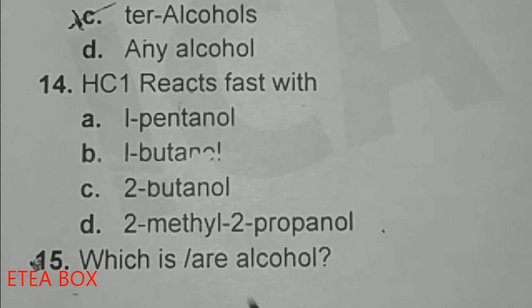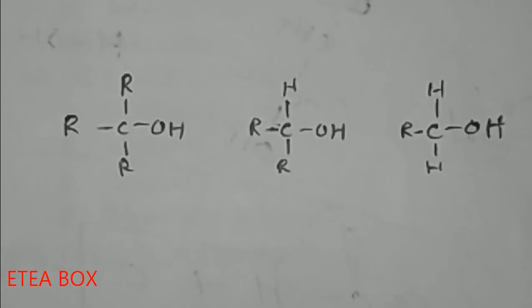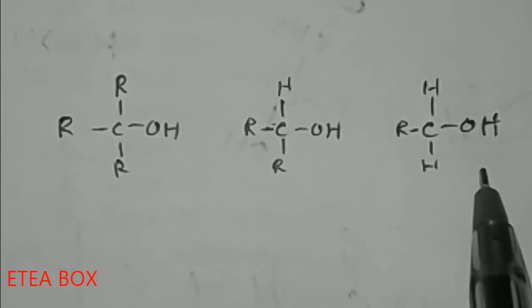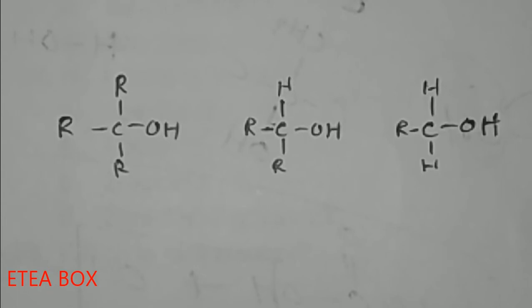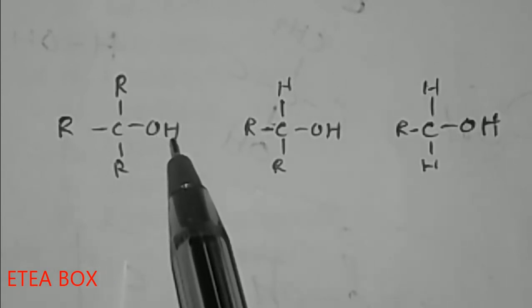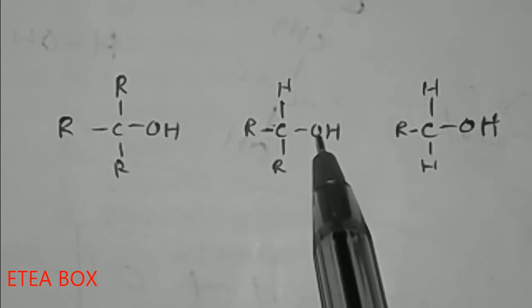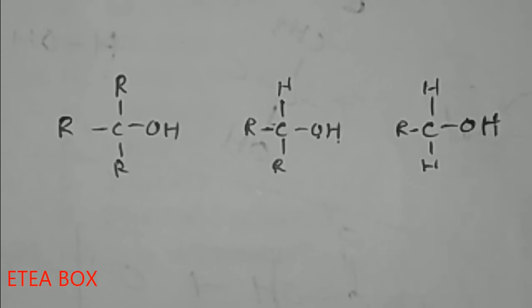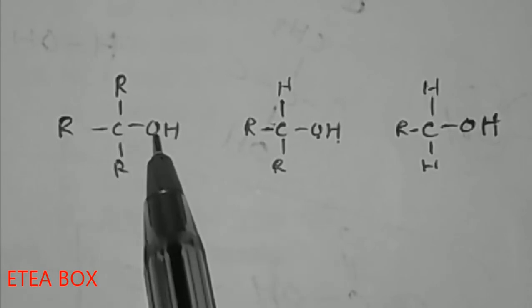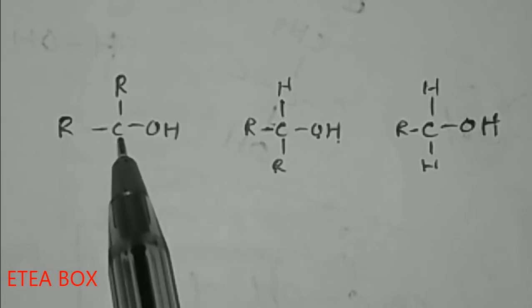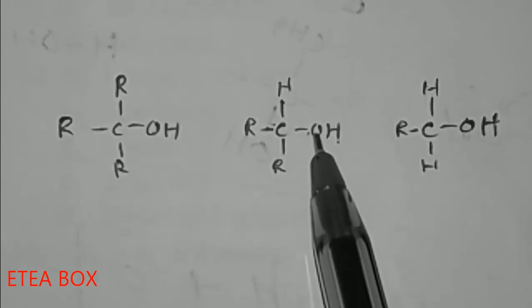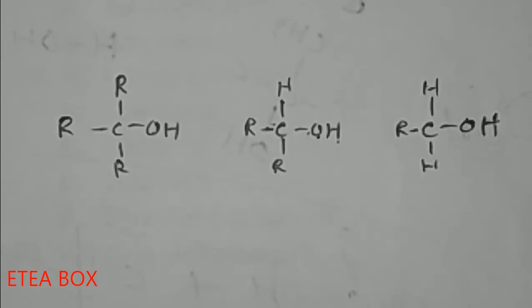HCl reacts faster with, look, this one is the HCl. Now look at here, these are the alcohols: tertiary, secondary and primary alcohol. We know that for acidity we have to break the bond between oxygen and hydrogen. Now for reactivity we have to break the bond between carbon and oxygen. For reactivity, just break these 2 bonds. For reactivity we have to break the bond between the carbon and the oxygen.